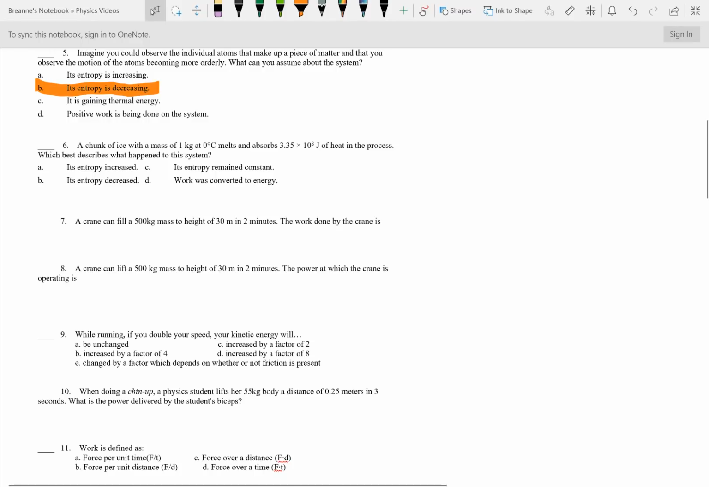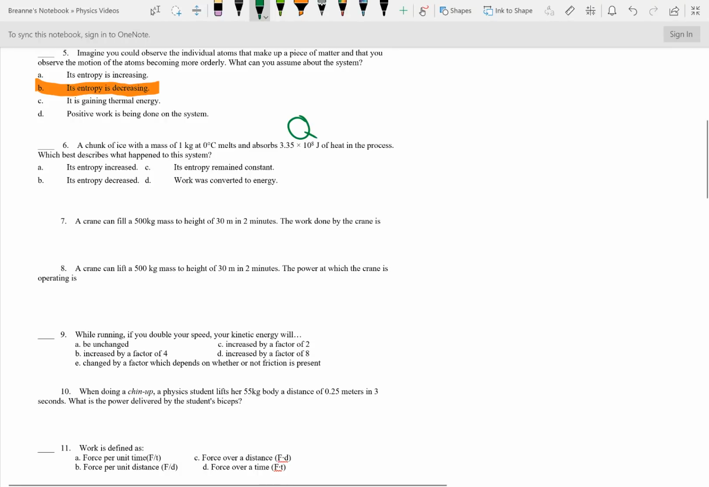Number 6. A chunk of ice with a mass of 1 kilogram at 0 degrees Celsius melts and absorbs that much energy of heat. So that's thermal energy. That is our cue right there.